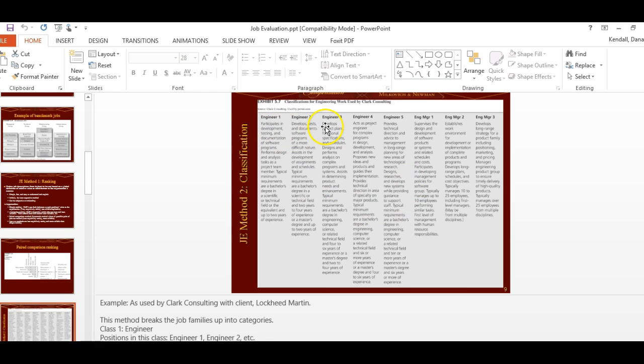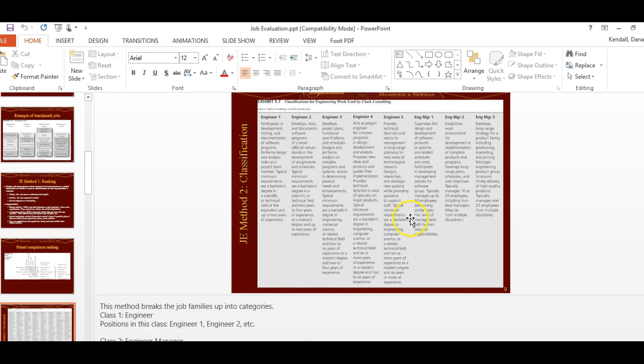In this case, we have engineers, and then we have engineer managers, and different levels within those. And so we have class 1 is an engineer, and class 2 is the engineer manager, and then within those we have engineer 1, 2, 3, etc. And we have these descriptions of what each level does.